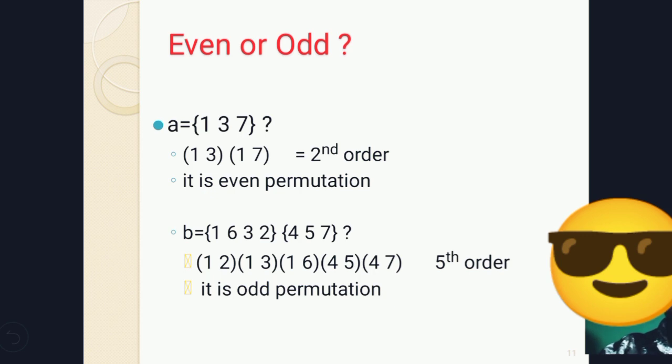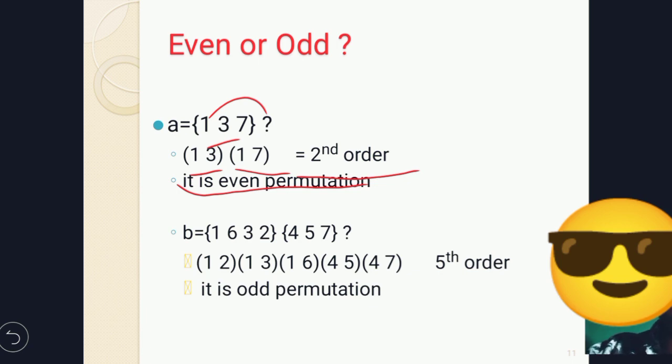Let's find the even or odd permutation. A is equal to the transposition (1 3 7). 1 and 3 is one transposition, and 1 and 7 is also one transposition. Here we are getting two transpositions, so it is of second order, and it is an even permutation. And B is equal to (1 6 3 2) and (4 5 7).